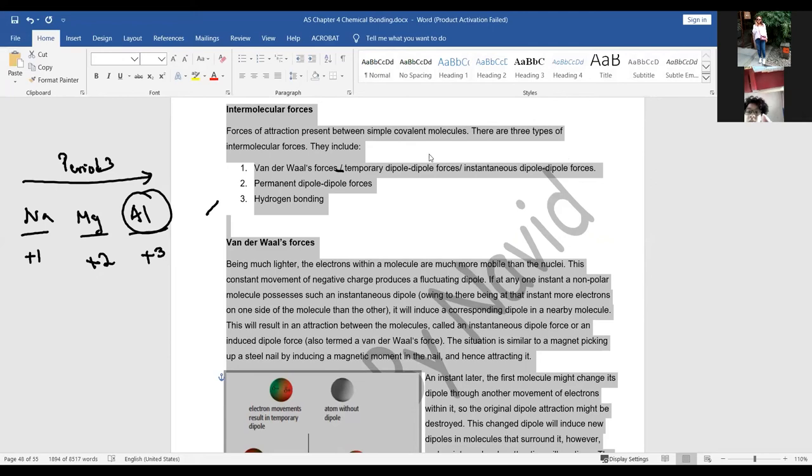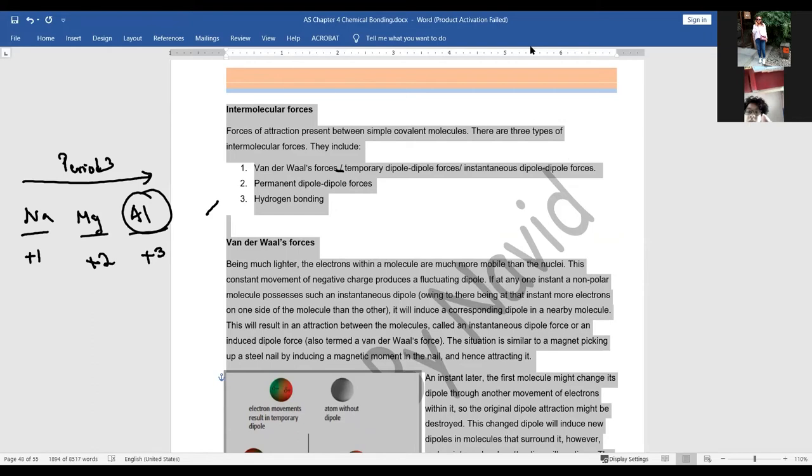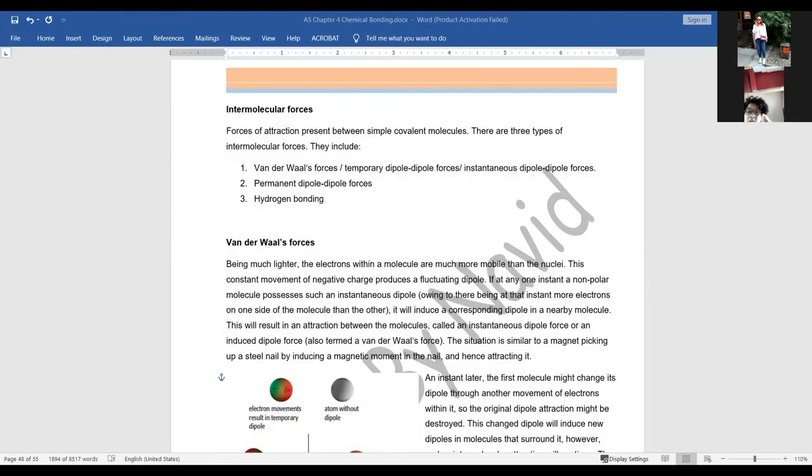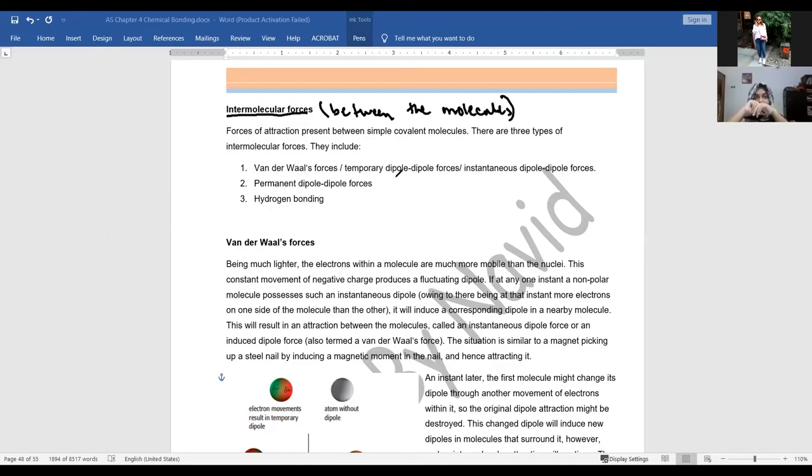First, let's understand what intermolecular forces is. Till now, we studied intramolecular, which is present within a substance, within a molecule. Intermolecular forces is basically which is present between the molecules. In O level, the intermolecular forces we studied were called van der Waals forces, also temporary dipole-dipole forces, instantaneous forces, London forces, and dispersion forces. All of them mean the same thing.